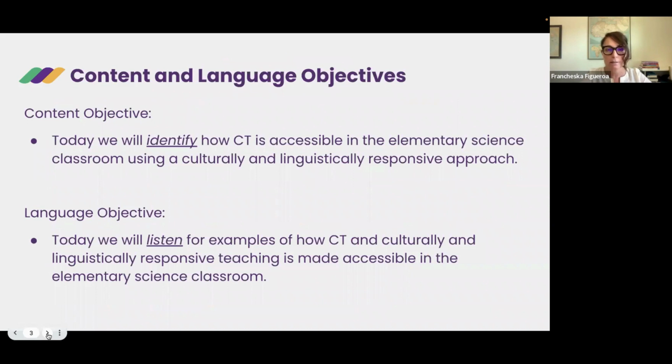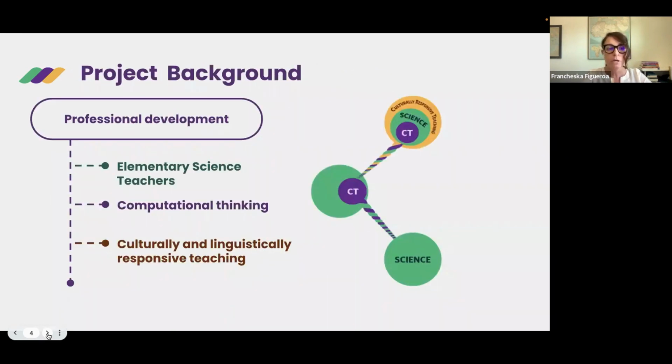So here are our content and language objectives for today's session. Today, we will identify how CT is accessible in the elementary science classroom using a culturally and linguistically responsive approach. Our language objective, today we will listen for examples of how computational thinking and culturally and linguistically responsive teaching is made accessible in the elementary science classroom. So I'm just going to give you a bit of background about the project.